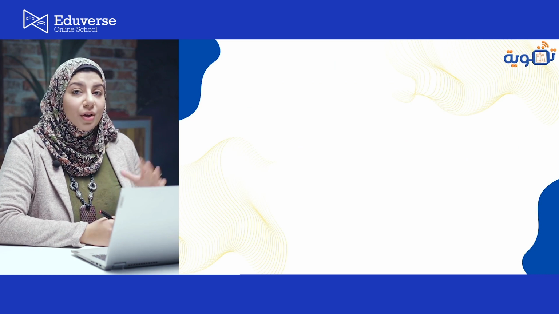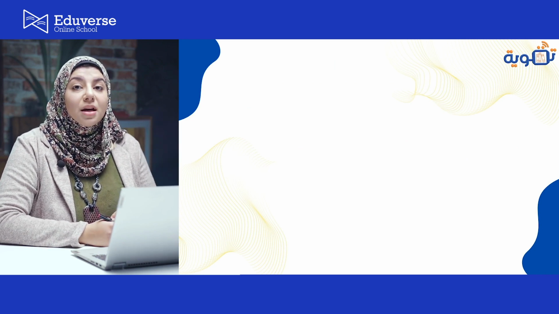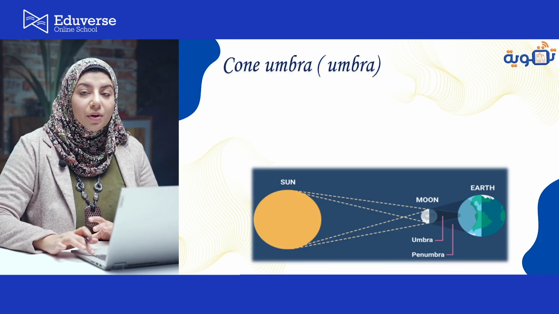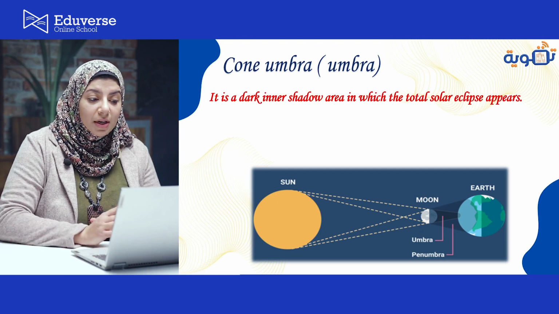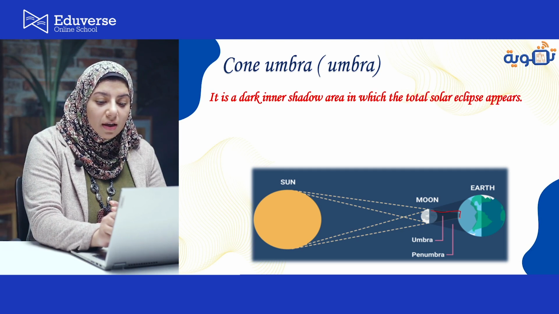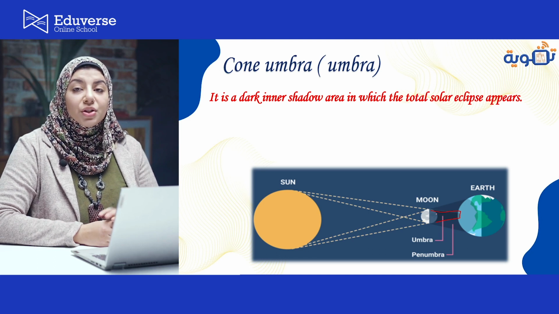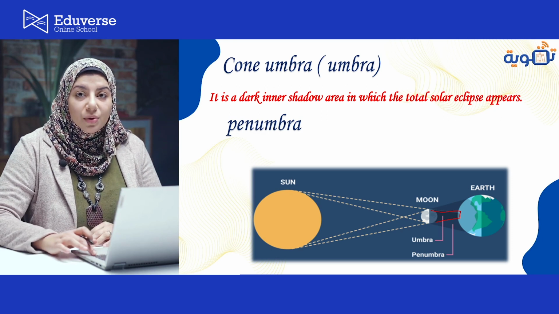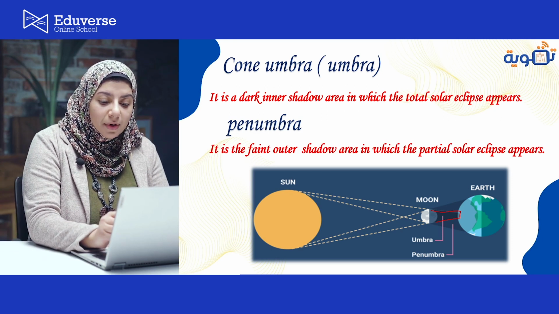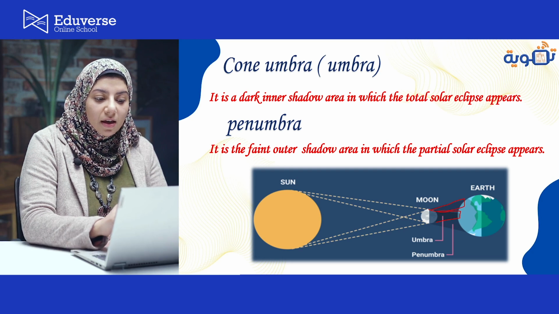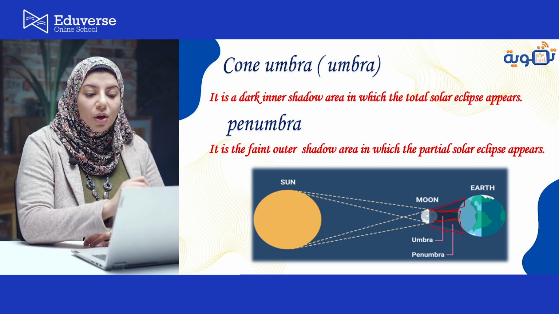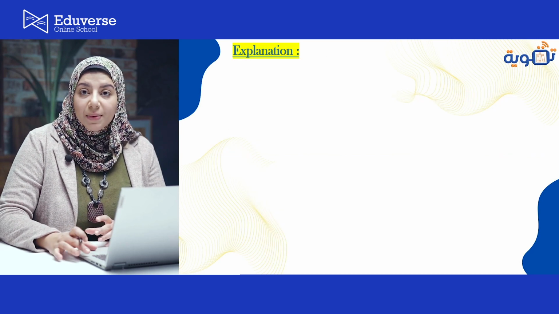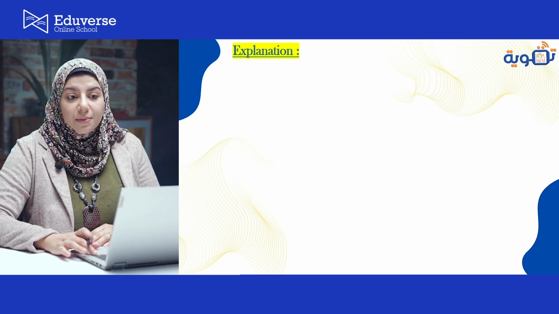Before we start to talk about the types of solar eclipse, guys, we have to know some shadow areas of the moon. The first one, the umbra. The umbra here is the dark inner shadow area in which we observe total solar eclipse. The second area is the penumbra. The penumbra is a faint outer shadow area in which partial solar eclipse appears. So let's explain each type of solar eclipse.